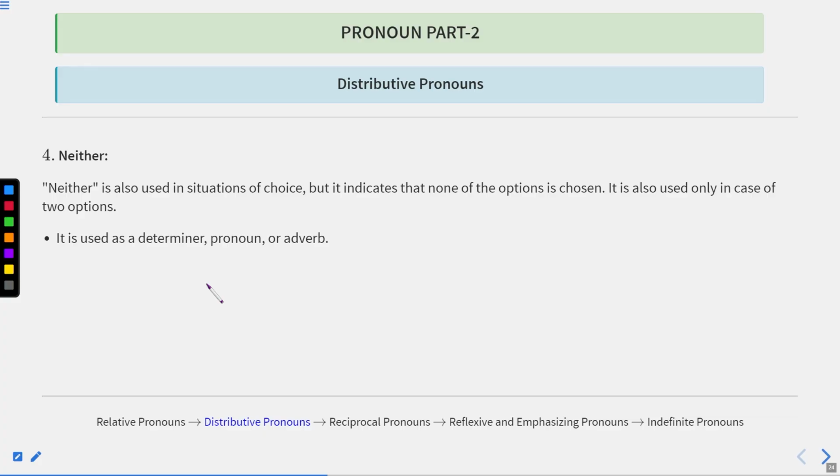Neither is also used in situations of choices, but it indicates that none of the options is chosen. It means you have two options and you want none of them. It is also used only in case of two options. Okay, when you have two options but you want nothing, or you don't want any of these options. So it is used as a determiner, pronoun or adverb.